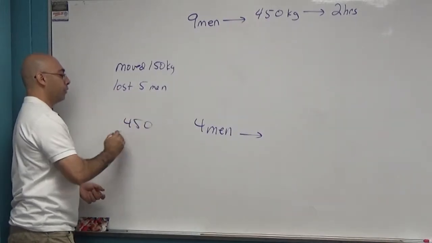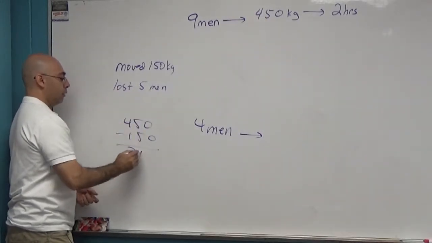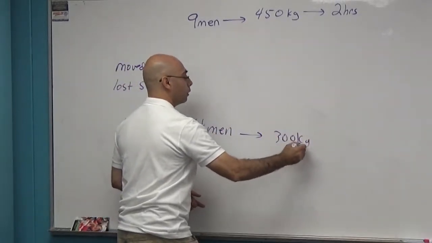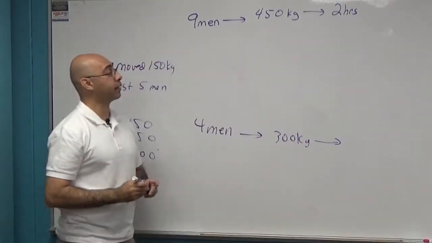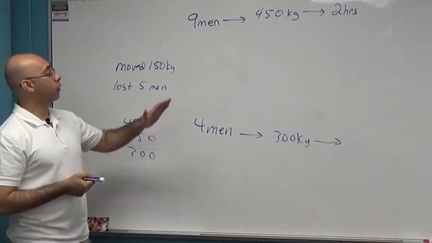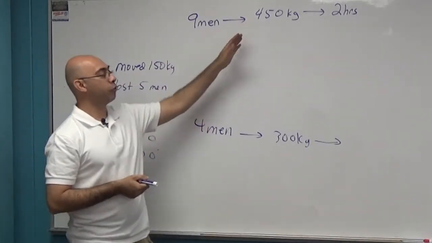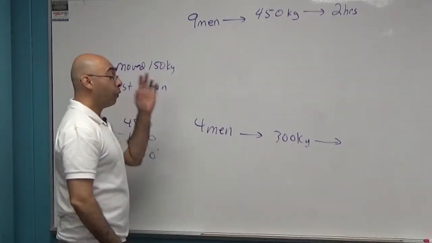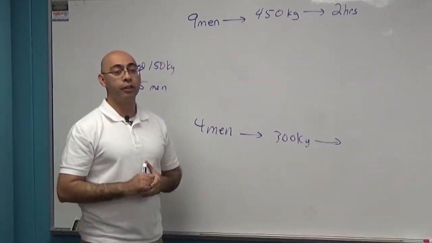So you do 450 minus 150, 300. So they got to move 300 kilograms, and they want to know how long that'll take. So your goal is to turn 9 men into 4 men, 450 to 300, and then figure out that time. So the question is this: how do I change from one thing to another?